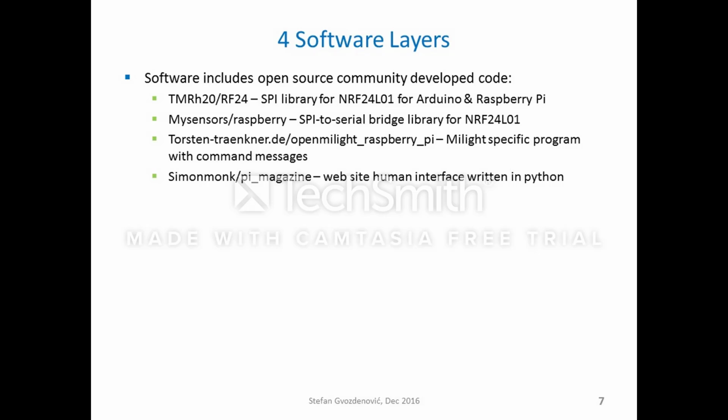Open MyLight Raspberry Pi repository is a MyLight specific program with command messages. This source code is a result of reverse engineering the MyLight light bulb. The last one, Pi Magazine, is a repository made by Simon Monk, which brings all the code together in a simple web interface, which allows us to control the light bulbs.